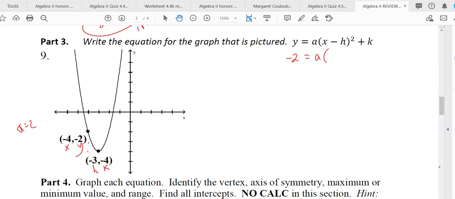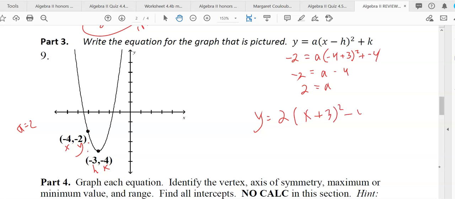a is 4, minus h, so minus a negative 3, plus 3, plus negative 4. Okay. So solve that, so it's negative 1 squared, which is positive 1. So we get negative 2 equals a minus 4. Add 4, you get 2 equals a, which is what we expected. So our equation is y equals 2 times (x minus negative 3), which is like plus 3, minus 4.